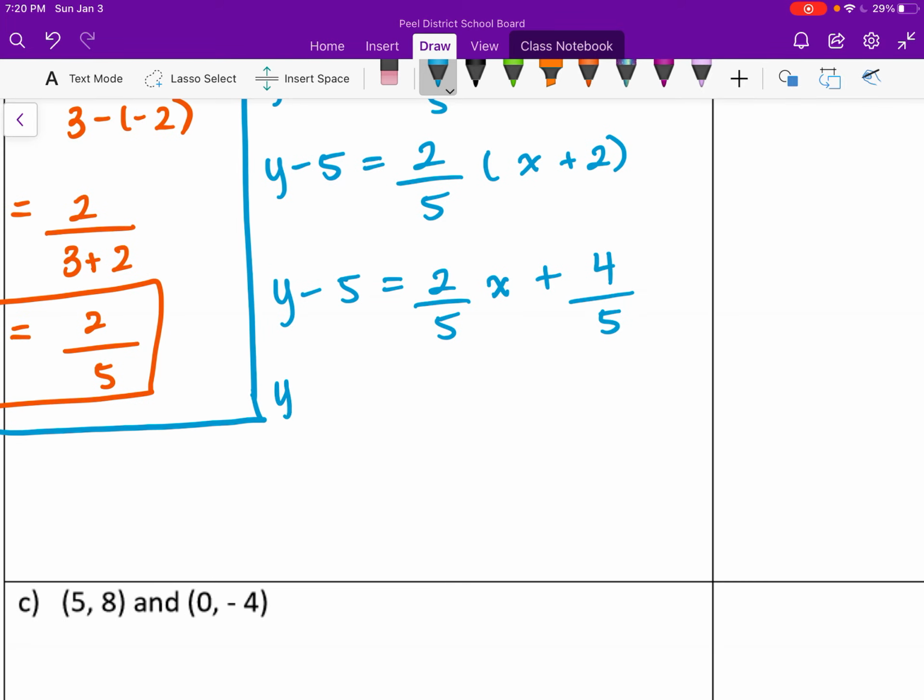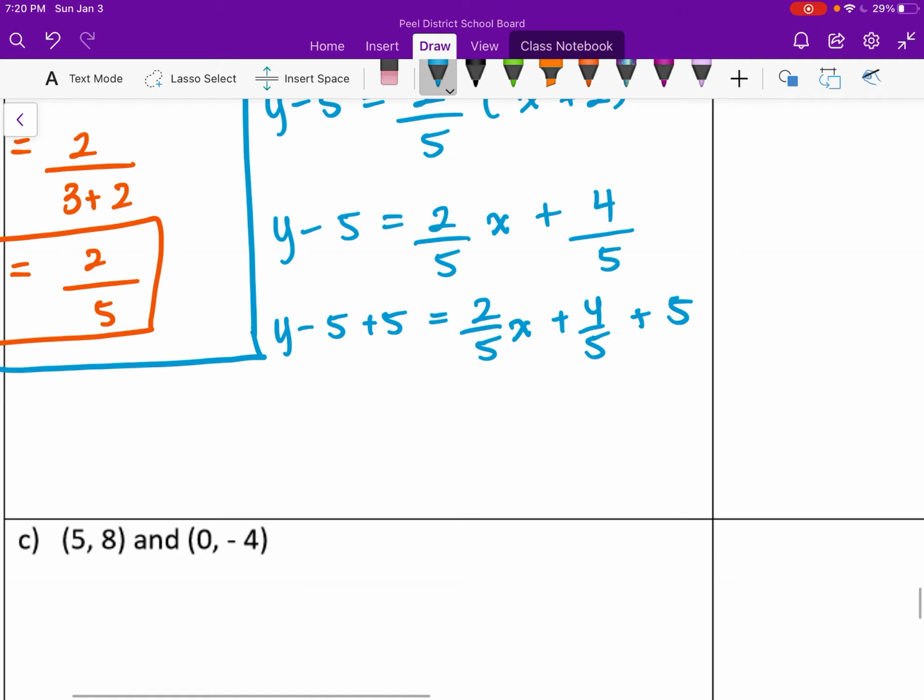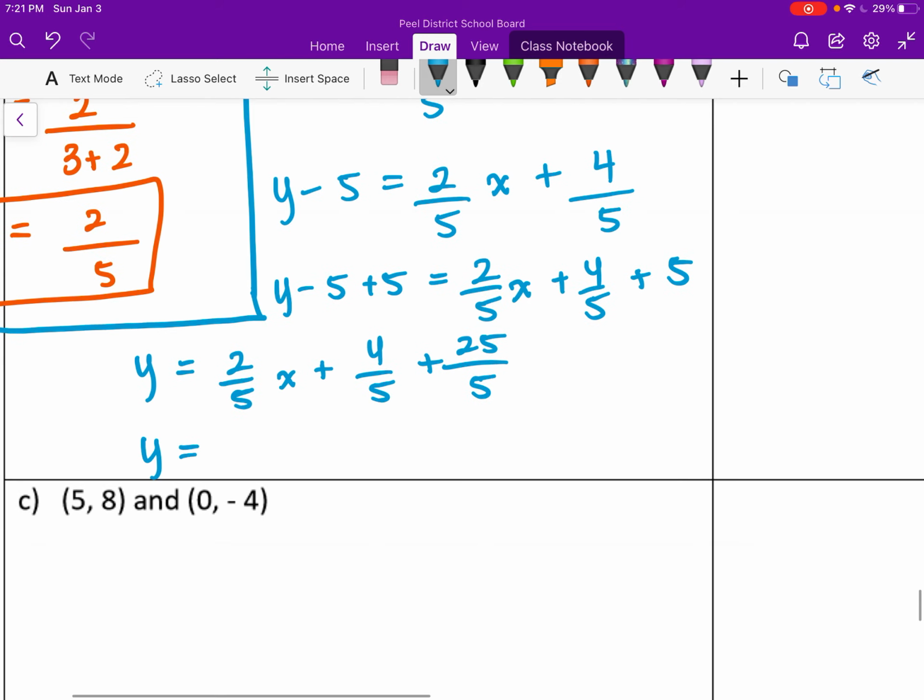And I just want to get y by itself. So minus 5 plus 5 equals 2 over 5 x plus 4 over 5 plus 5. And here you do need to change that 5 into a fraction. So it becomes y equals 2 over 5 x plus 4 over 5 plus, I'm just going to make that into 25 over 5 so I can add. y equals 2 over 5 x plus 29 over 5.